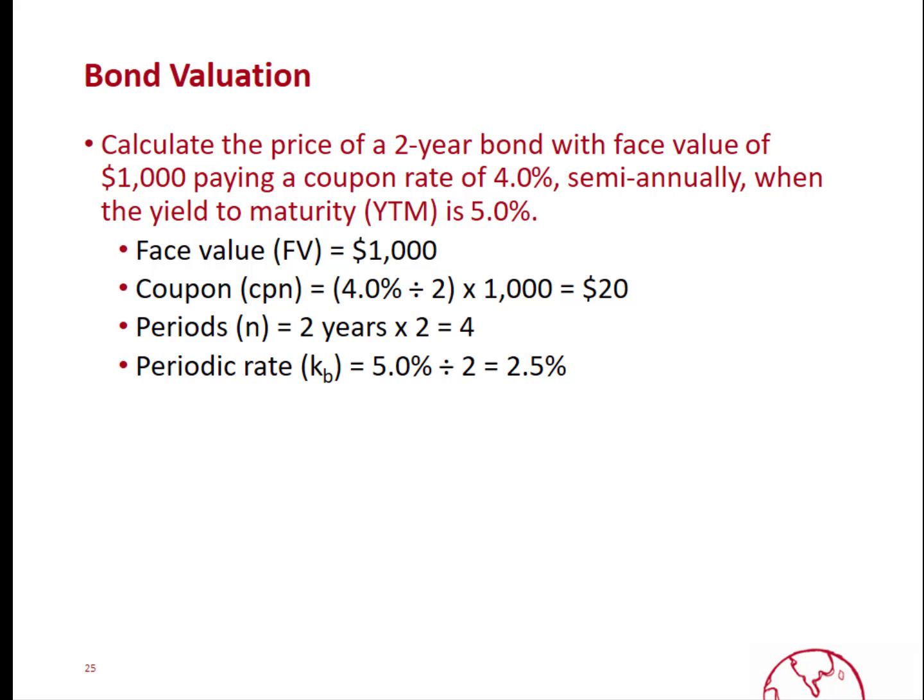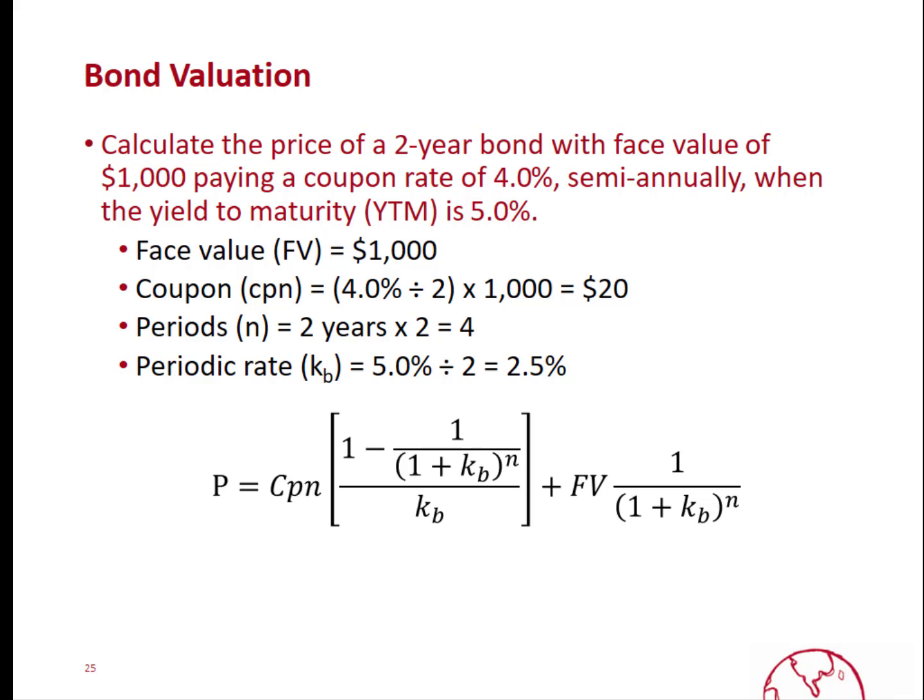The coupon, however, is going to be 4% divided by 2 for semi-annual compounding, multiplied by the $1,000 face value, or $20 every 6 months. The number of periods is going to be 2 years times 2 periods per year, or 1 every 6 months, or 4 periods. And the periodic rate is going to be the yield to maturity of 5%, divided by 2 because of semi-annual compounding. And so the periodic rate, or the rate for every 6 months, is going to be 2.5%.